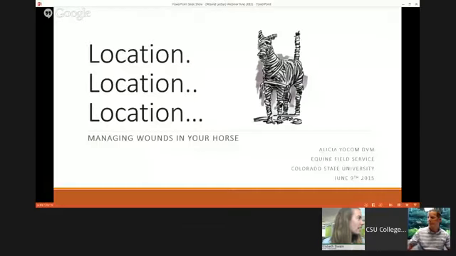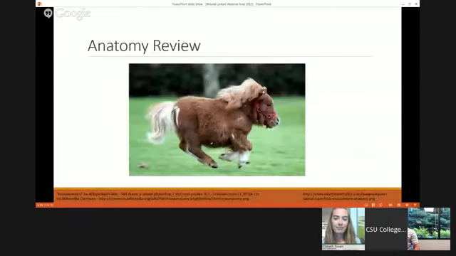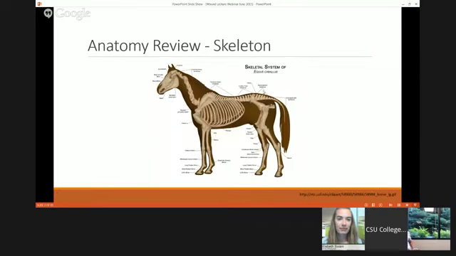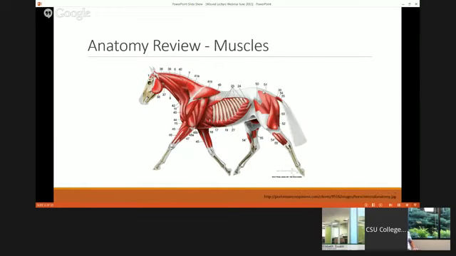Okay, so I'm going to talk a little bit about location of wounds in your horse and why some areas might be more important than others. So we'll start with anatomy. We'll show a picture of some important body systems in the horse before we go to specific locations. So we have the skeleton. Horses have lots of bones, and as you can see here, especially in their legs and their face, they don't have a lot of muscle covering their bones, so that's something we'll keep in mind as we go along.